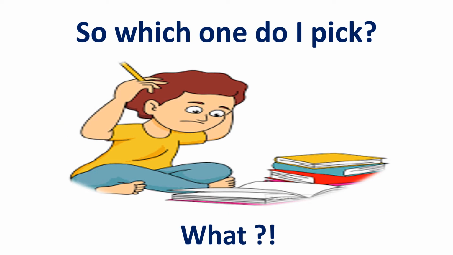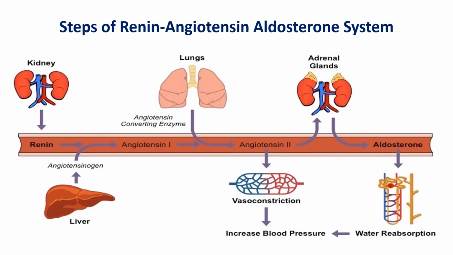So there's so many drugs to pick from, so which one do I pick? Well, it depends. It depends on many factors, but before we really get into the drugs, I want to very briefly introduce a concept of the renin-angiotensin aldosterone system. Our first drug is ACE inhibitor. That was number one. So in order to understand ACE inhibitor drug, we need to know the mechanism of action. How does the drug work?